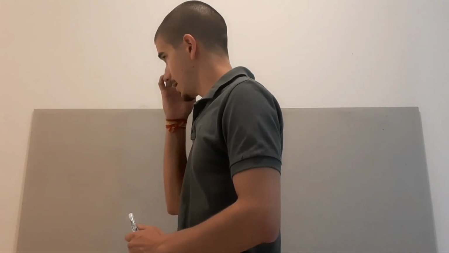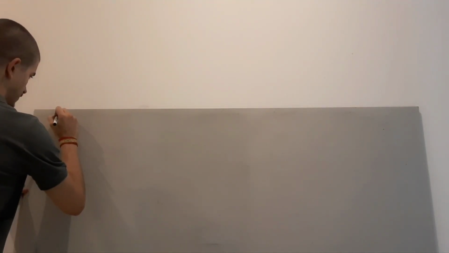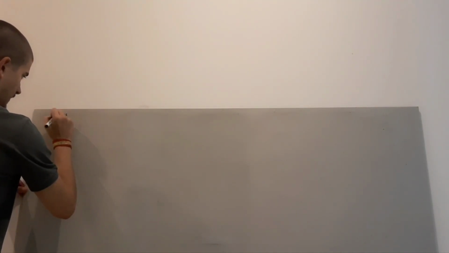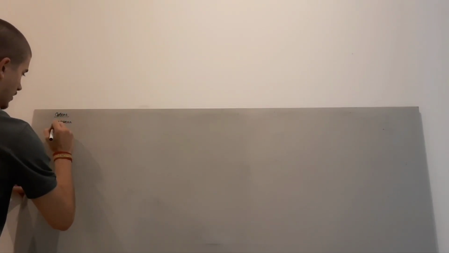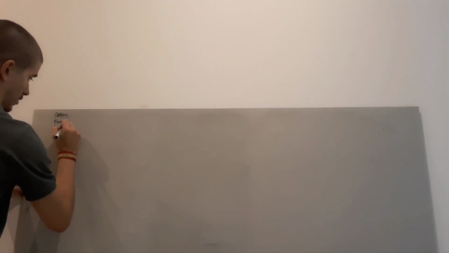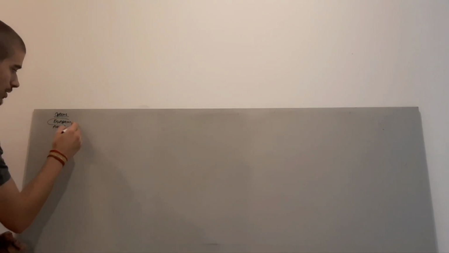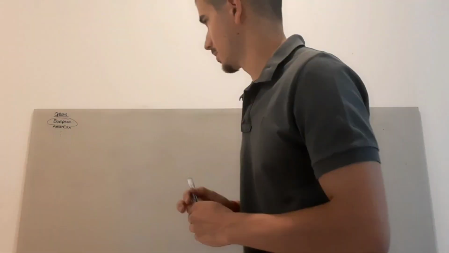Now, I need to mention that there are several types of option contracts. Okay, let me start here. Options. They're European, American, the two most common ones, and there are other types. We're only going to be focusing on European options, but I'm also going to be mentioning American options, just how they work, just so you know.